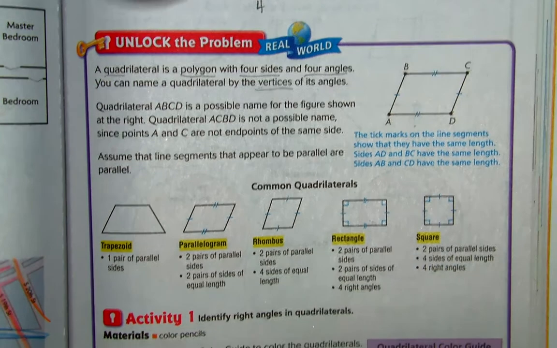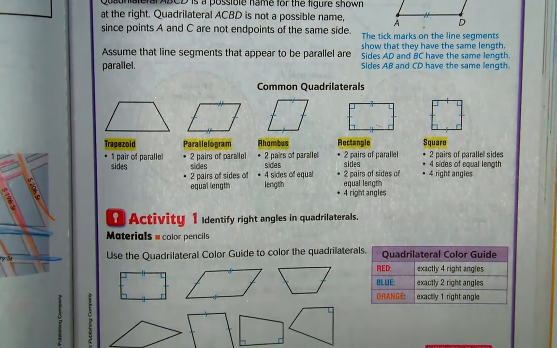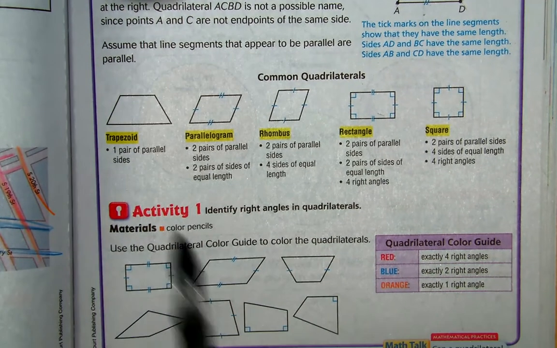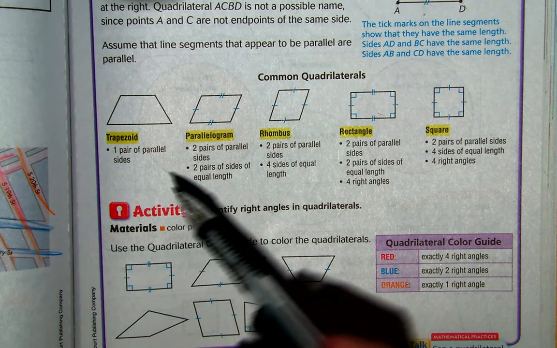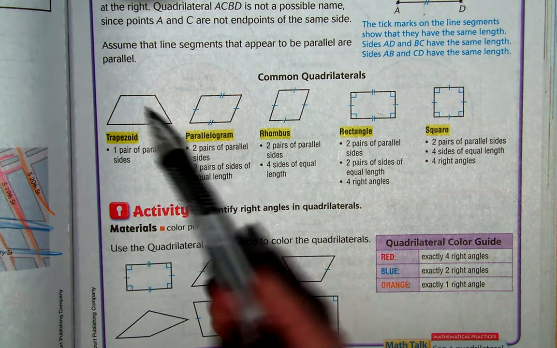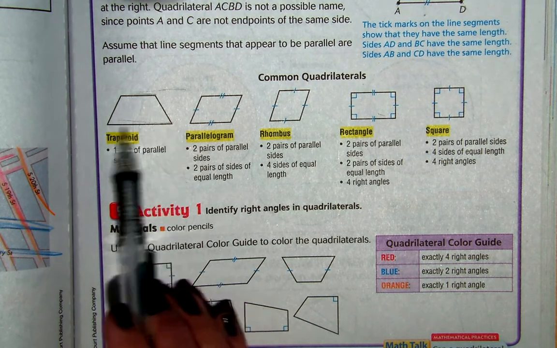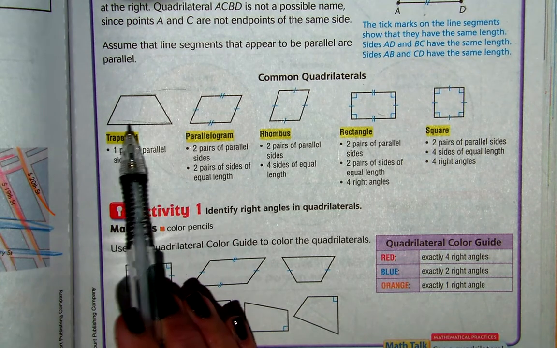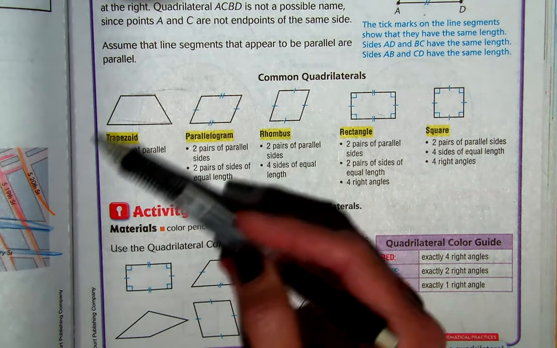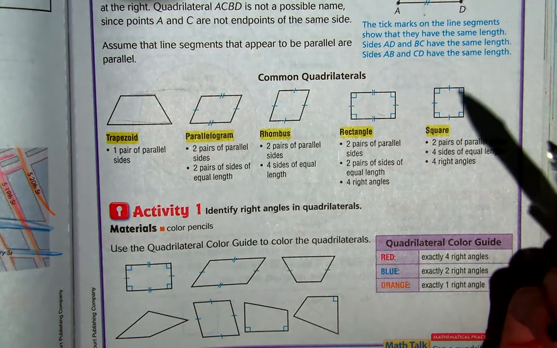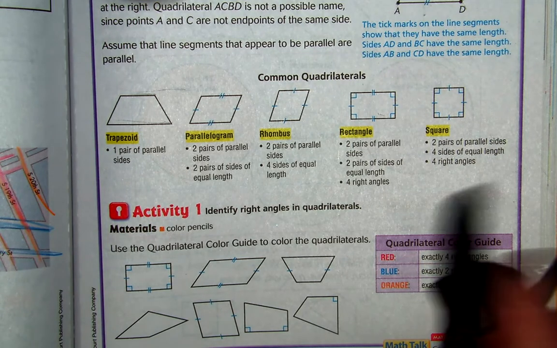So let's look at some common quadrilaterals that we will see later on. The first one is a trapezoid, and a trapezoid has a pair of parallel sides. So this side and this side are parallel, okay? But this side and this side are not. If you continue those lines on, they would at some point intersect, and so they have one pair of parallel sides. That's what a trapezoid is.